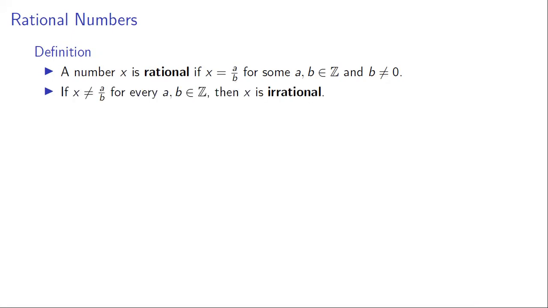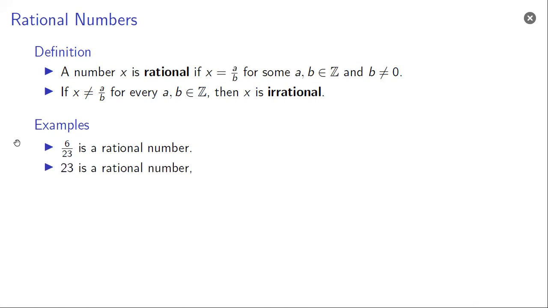On the other hand, if x is not equal to a divided by b for every possible integer a and b, then x is irrational. In other words, if there's no way to write x equals a divided by b, then x is irrational. Okay. Now, some examples: 6 divided by 23 is a rational number. 6 is an integer, 23 is an integer, 23 is not 0. This is a rational number.